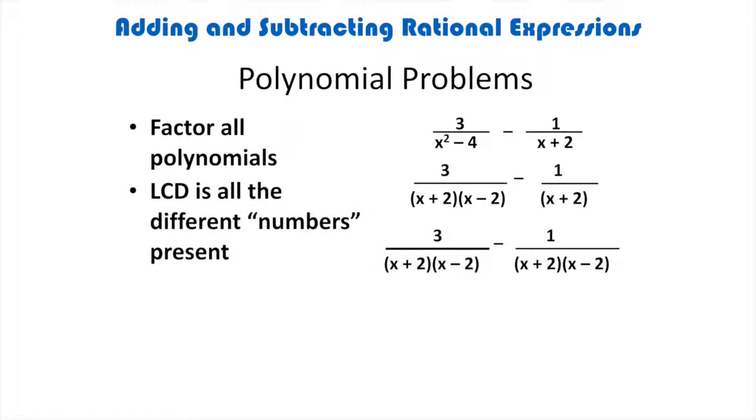There we go. I multiplied the bottom there. Now I need to multiply the top. There we go, x minus 2. Okay, now we have the same denominator. We're going to combine the numerators. So I've got the same denominator there. I'm going to combine the numerators.